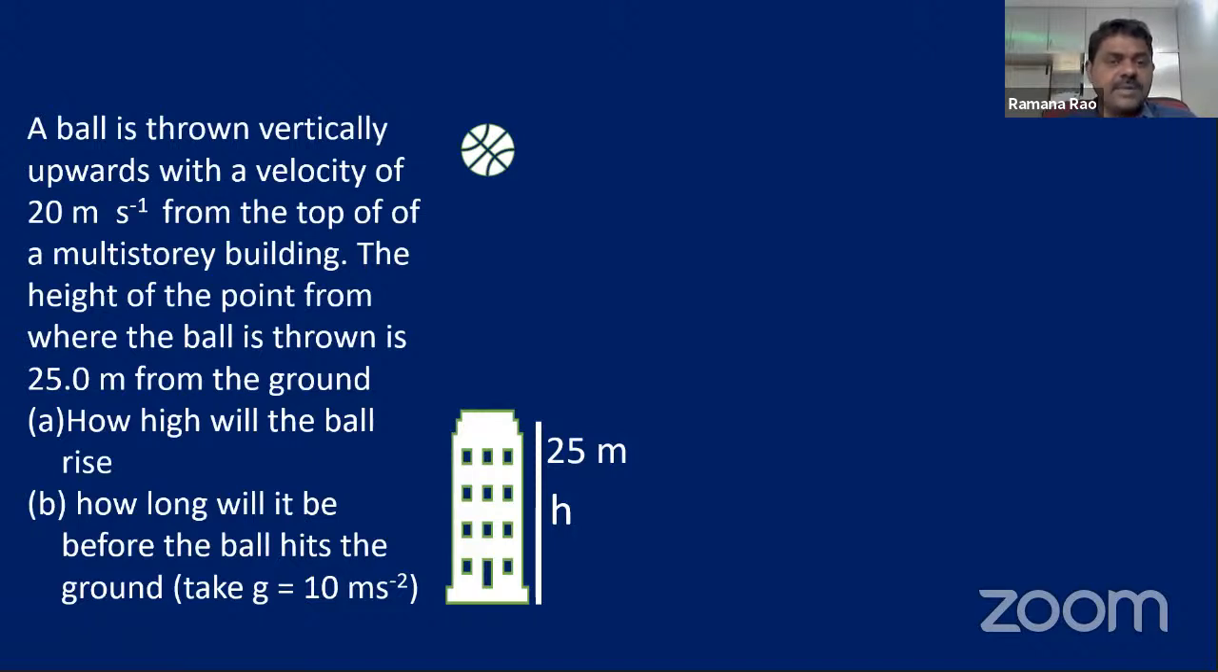See, children, a ball is thrown vertically upward with velocity 20 meter per second from the top of the building. The height of the point from where the ball is thrown is 25 meter, as shown in the diagram. You can see how high the ball will rise, and how long it will be before the ball hits the ground. A very, very important problem. We are going to solve it by using equations of motion.